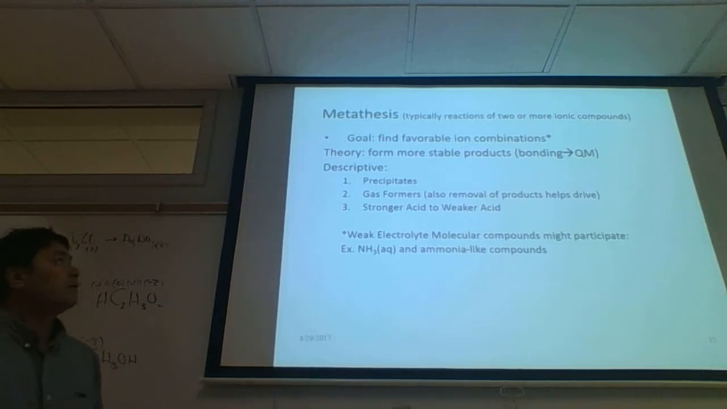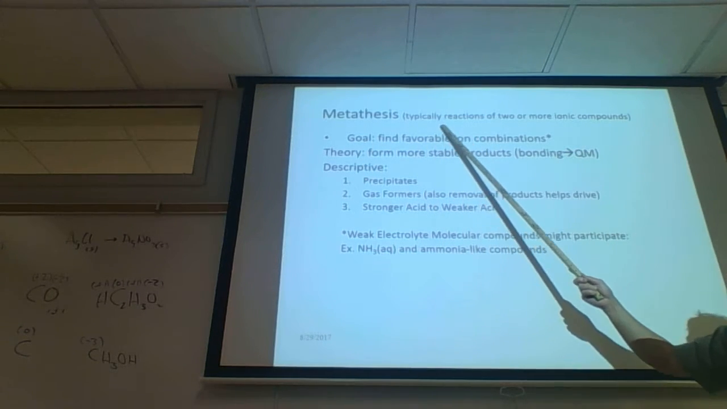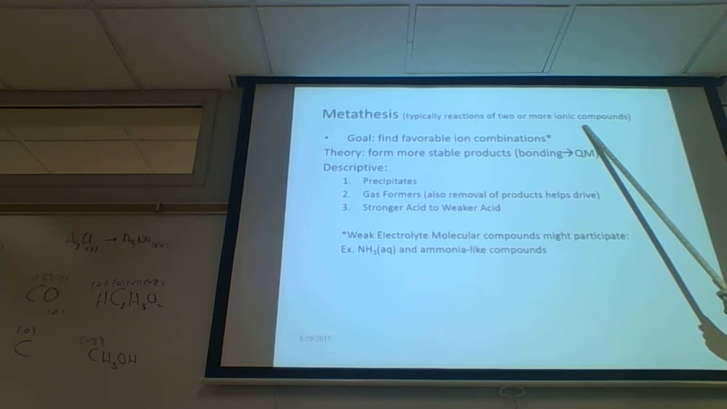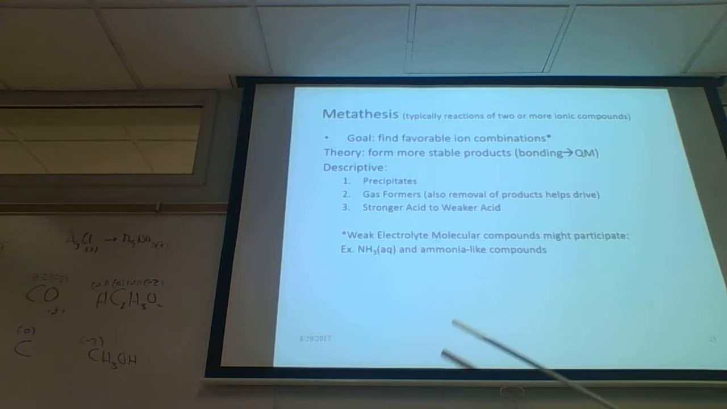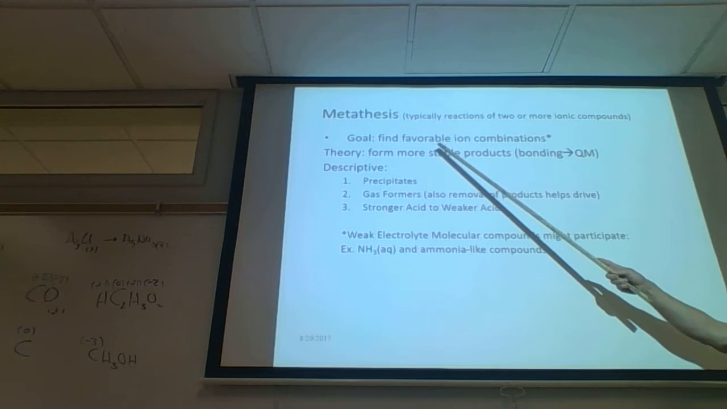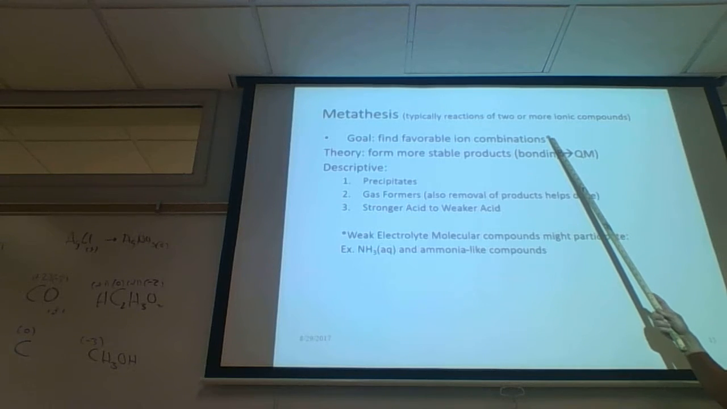And so what we're going to look at first are metathesis reactions, typically reactions with two or more ionic compounds. So we have AB plus CD plus EF plus GH plus IA. We could have a huge mixture of compounds, and we're looking for favorable ion combinations. Well, what are favorable ion combinations?